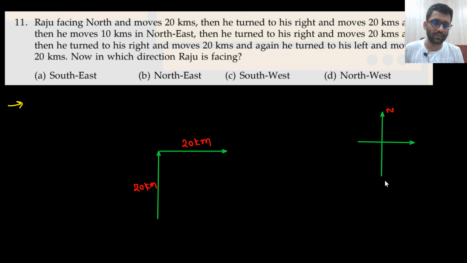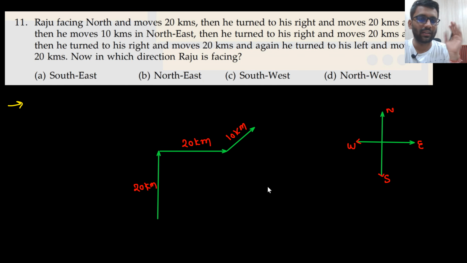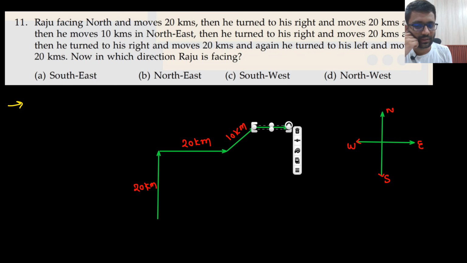This is north, this is south, this is east, and this is west. So he moves 10 kilometer northeast. Northeast means this direction. 10 kilometers. Then he turned to his right. Now this is very, very interesting. Turns to his right. So where he will move? In this direction. Is this correct? No.